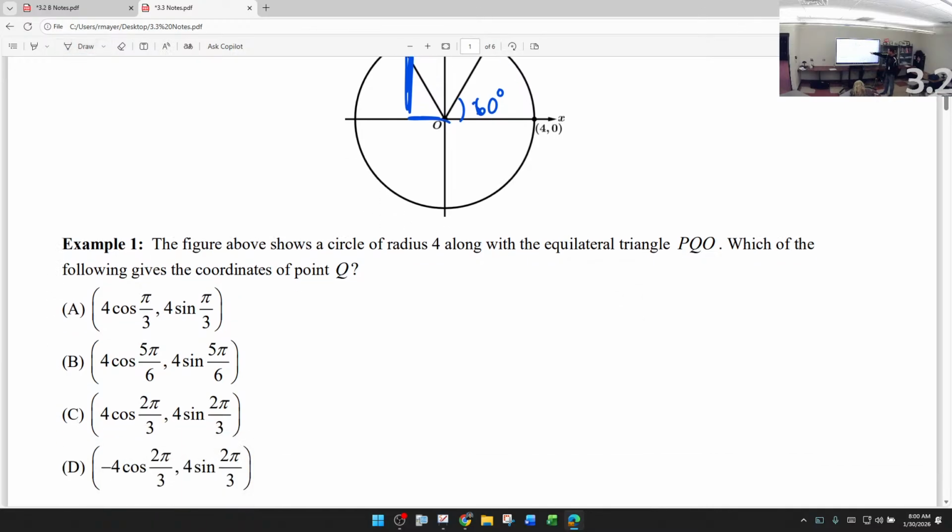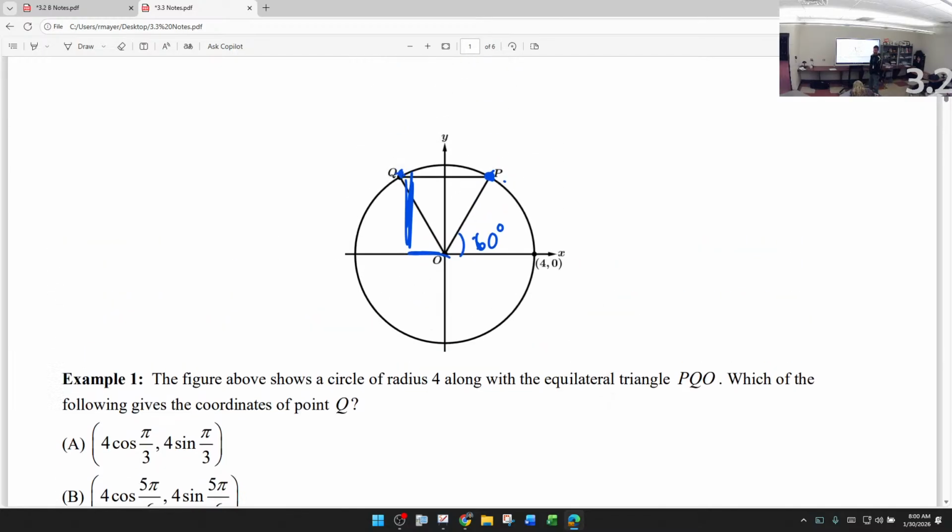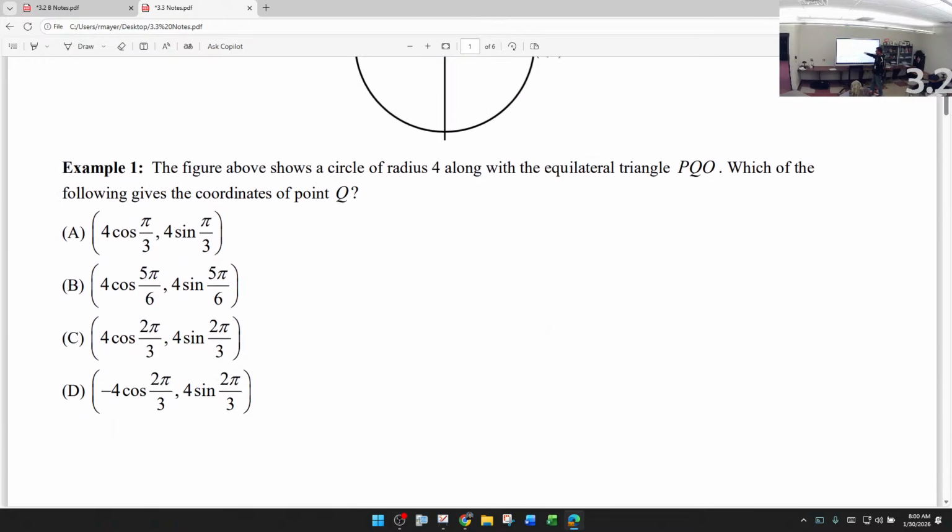The figure above shows a radius of 4 along with an equilateral triangle. Which of the following gives the point Q? Well, what do you know about Q already? X is going to have to be negative, and Y has got to be positive. So you should know that before you even come close to taking this class. And if you already know that, I guarantee it, your answer is not going to be, well, now hold on. Let me rephrase that. Got to be careful.